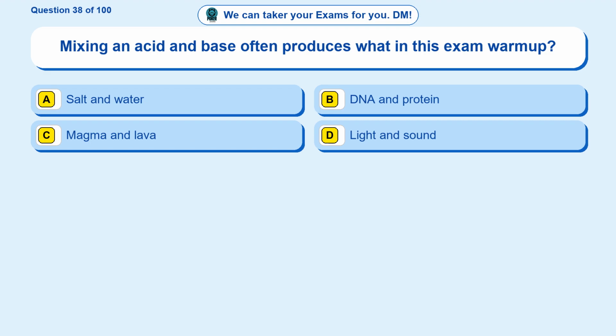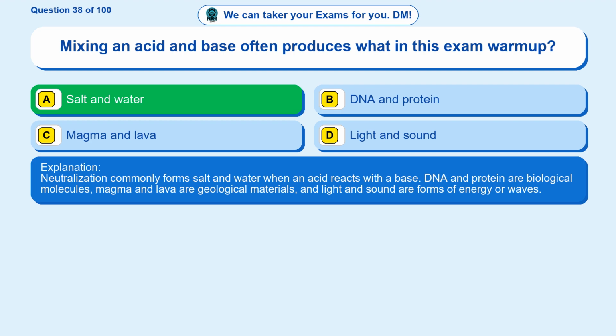Question 38. Mixing an acid and base often produces what in this exam warm-up? Option A, salt and water. Option B, DNA and protein. Option C, magma and lava. Option D, light and sound. The correct answer is option A. Salt and water. Neutralization commonly forms salt and water when an acid reacts with a base. DNA and protein are biological molecules, magma and lava are geological materials, and light and sound are forms of energy or waves.